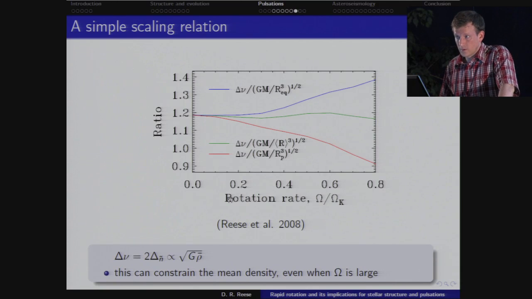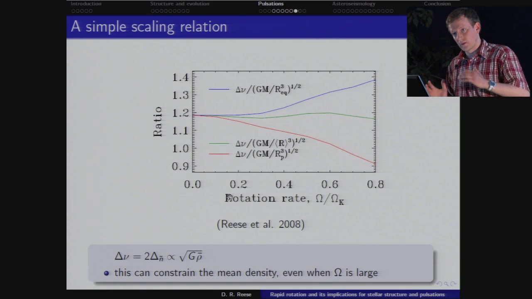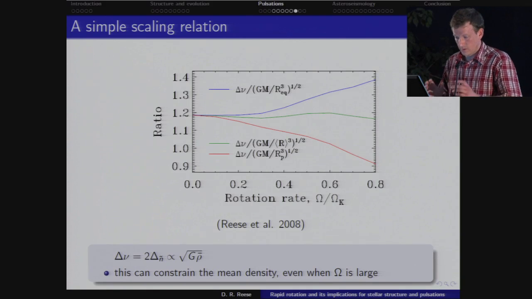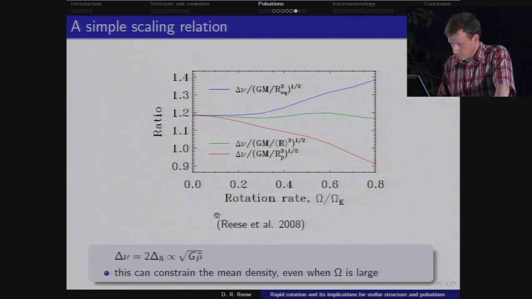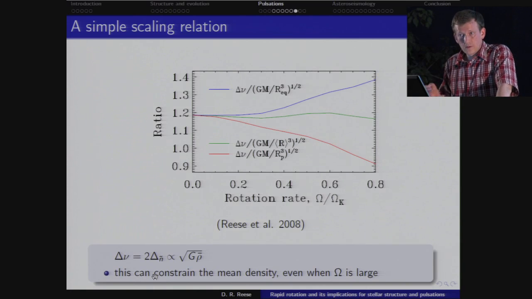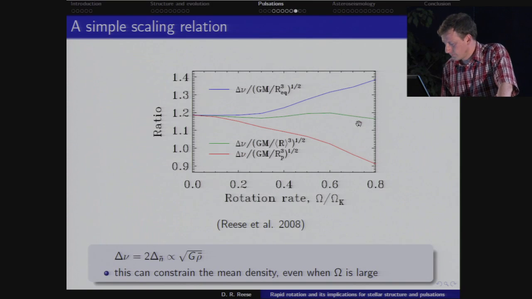And when I say mean density, I am taking into account the fact that the star has been flattened, so I'm calculating the true volume of the star. And so this is useful because it can be used to constrain the mean density of these stars if we can somehow measure this quantity.